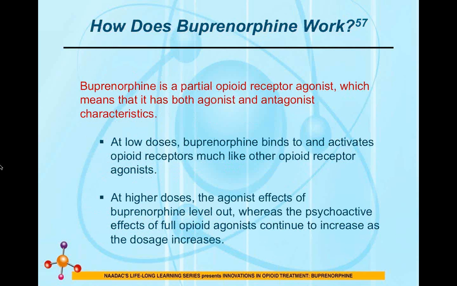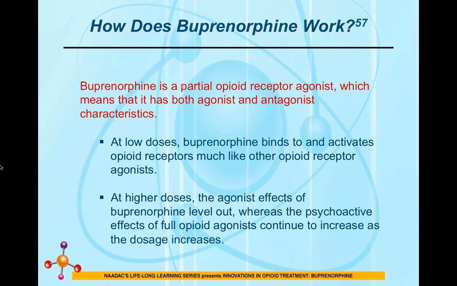So let's talk about how buprenorphine works. This is a really, really fascinating medication. I hope I do it justice. Like I said, it's a partial opioid receptor agonist, which means that both agonist and antagonist characteristics are present in buprenorphine. And so at low doses, it binds to and activates those opioid receptors just like other opioid receptor agonists. And then at higher doses, the agonist effects of buprenorphine level out.